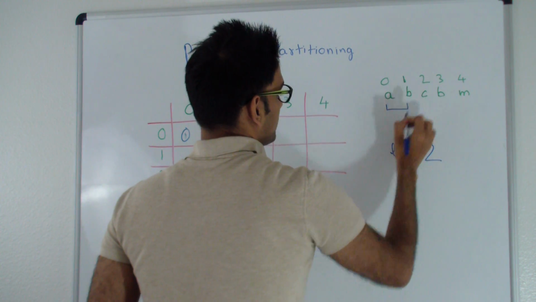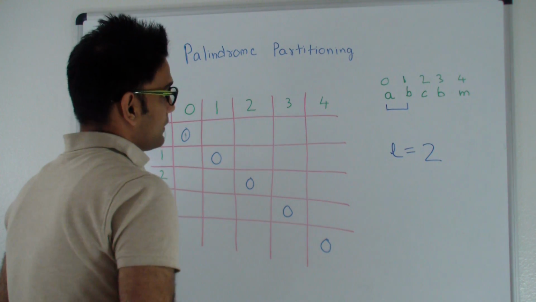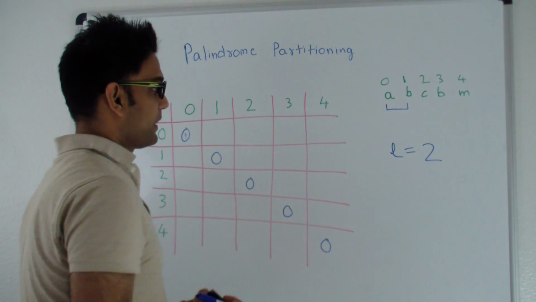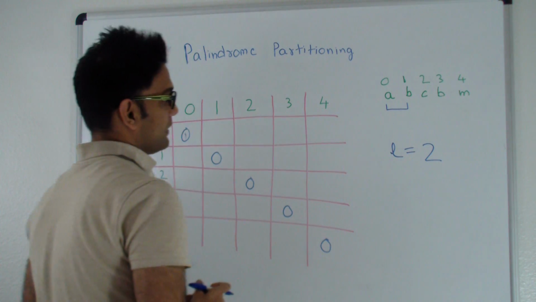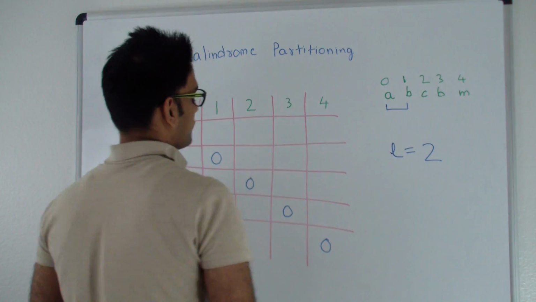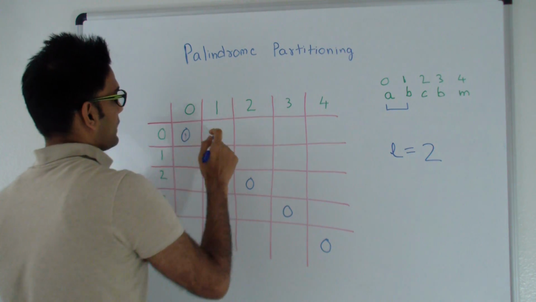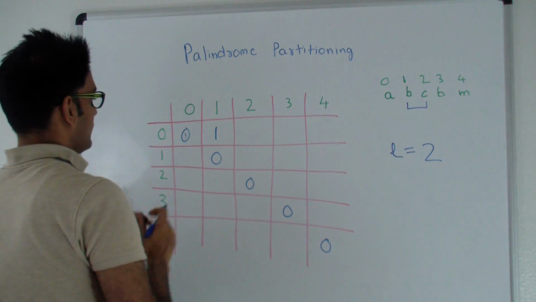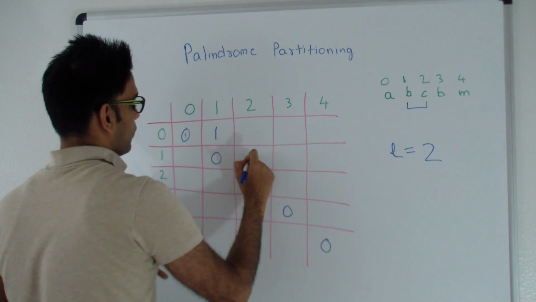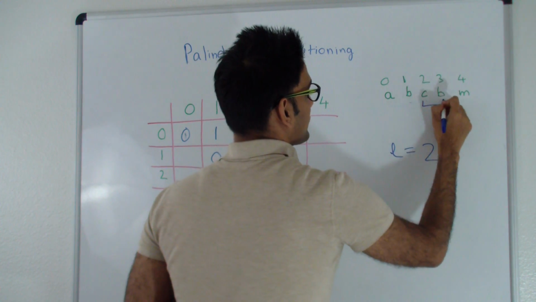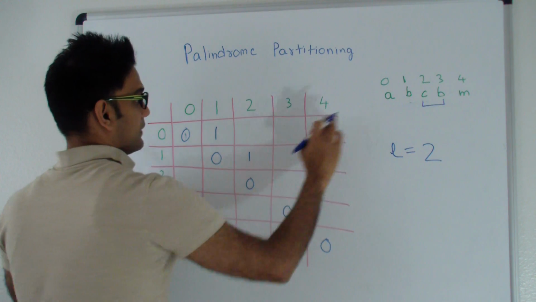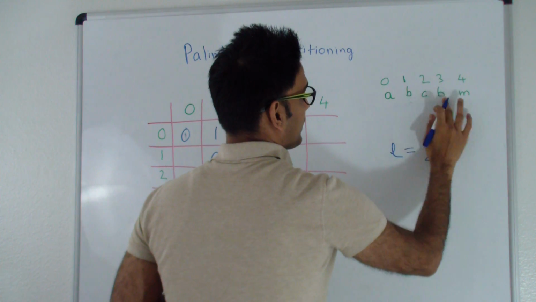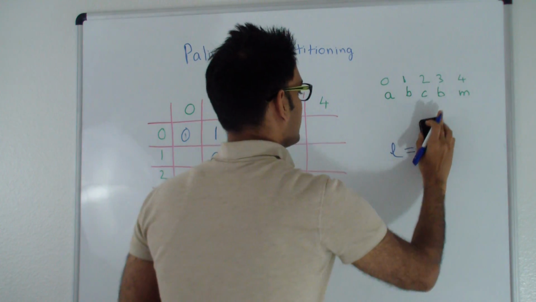So if I have AB, what is the minimum number of splits it would take to make each of them a palindrome? Since A and B are different, it would take one split to convert them into palindromes, A and B. So 0, 1 is 1. Similarly, B and C. Since B and C are different, it'll take one split, so 1, 2 is 1 again. C and B. Since C and B are different, it would take one split again, and similarly for 3, 4 it is one split since B and M are different. Alright, so let's try it for L is equal to 3.